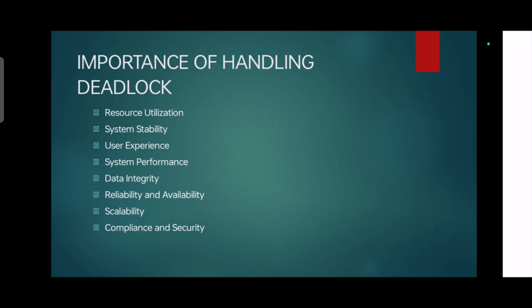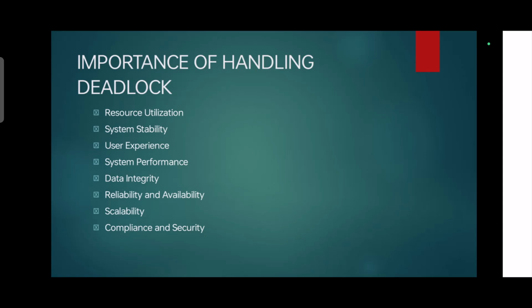Next point is system stability. Deadlocks can cause system instability. When a deadlock occurs, processes or threads may become unresponsive or freeze, disrupting the normal operation of the system. By handling deadlocks effectively, you can ensure that system stability is increased, maintaining the system's ability to function consistently and reliably.